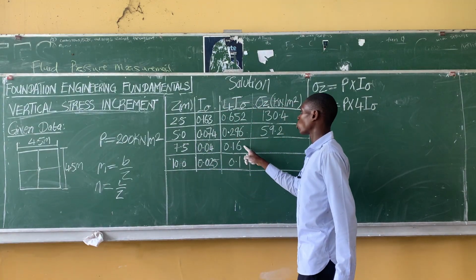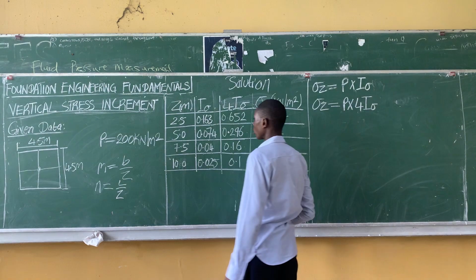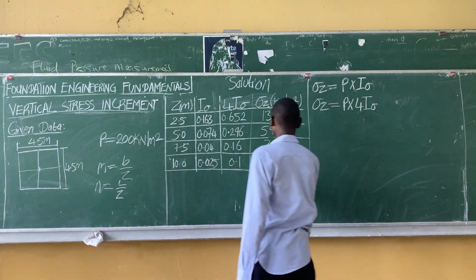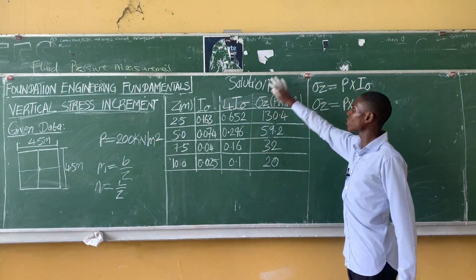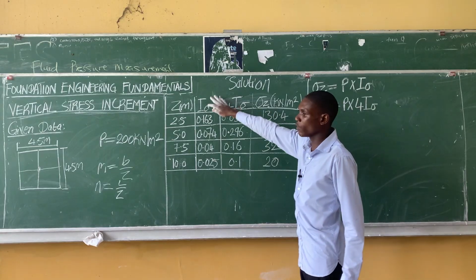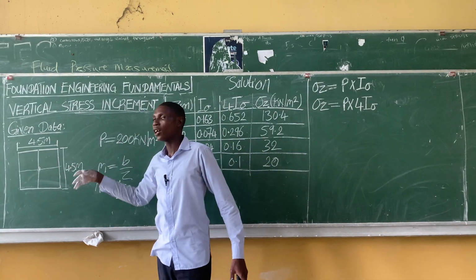200 times 0.16 will give us 32 kilonewton per meter square. And 200 times 0.1 will give us 20 kilonewton per meter square. And this is how to determine our vertical stress increment when we have been given the influence factor at the center point of a square foundation.